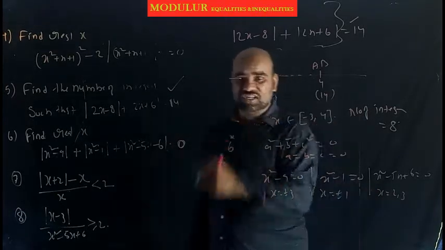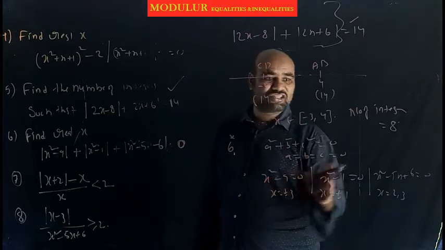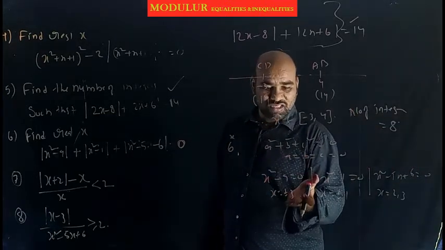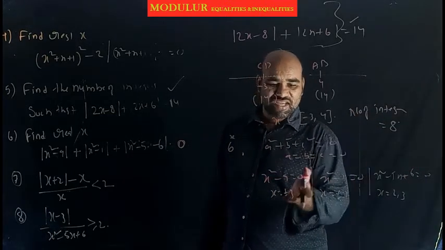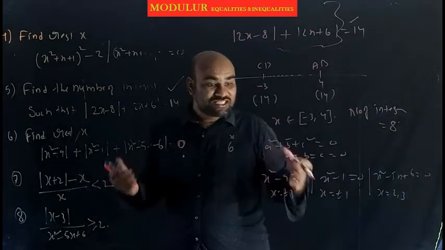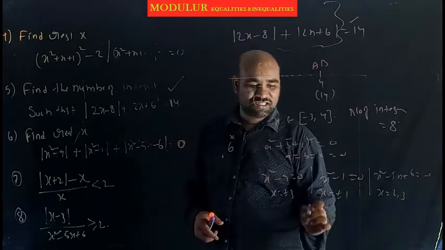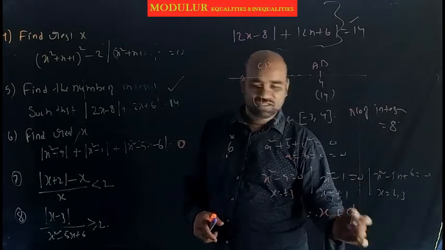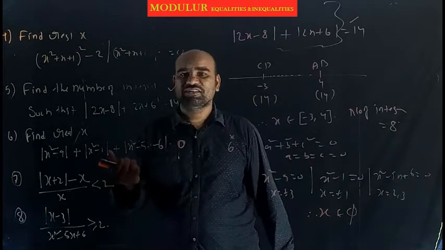There should exist an x which makes all the 3 brackets 0. So 3 gives this is 0 and this is 0. Minus 3 gives only this 0. So x is 1 giving this is 0. That's why there is no x which makes all the brackets 0. Then I can say that x belongs to the empty set. It means there is no real number which satisfies this equation.